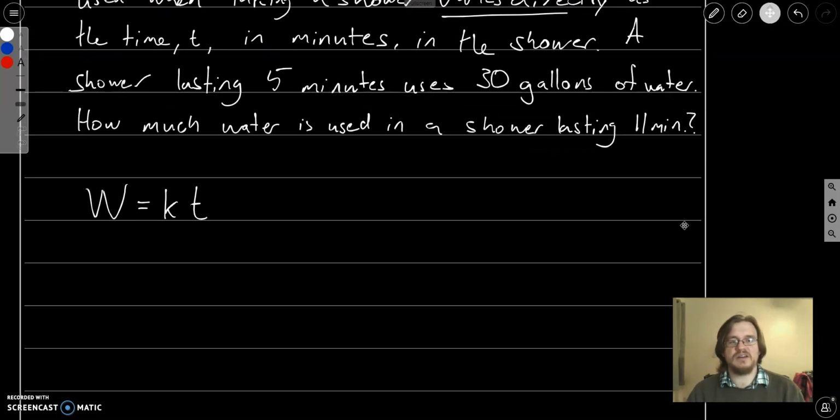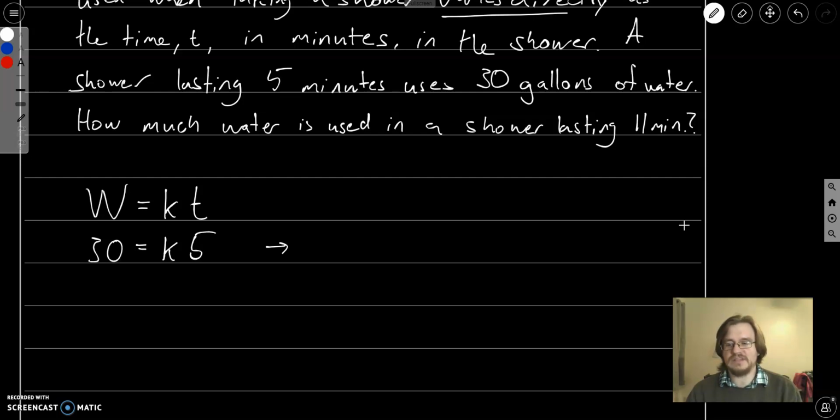So a shower lasting 5 minutes uses 30 gallons of water. So if we plug this in, we've used 30 gallons of water in a shower that lasts 5 minutes. Well, this means that I can solve for k.